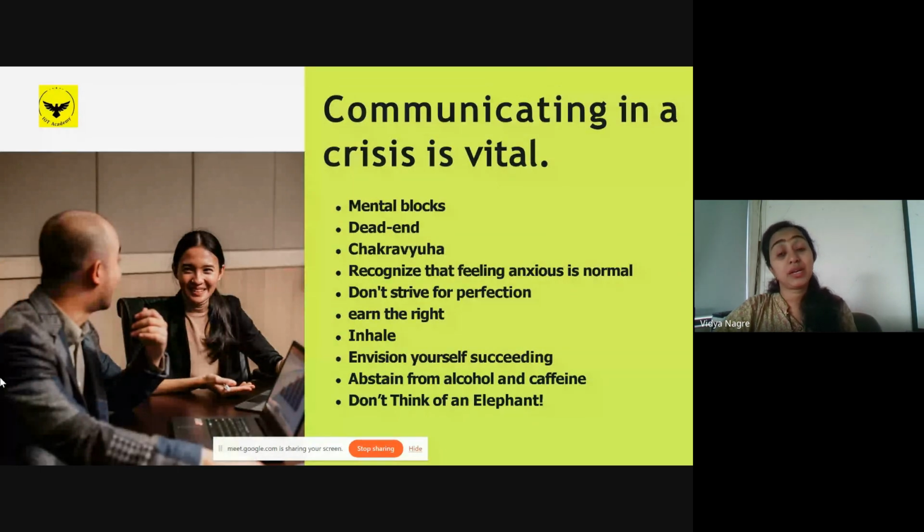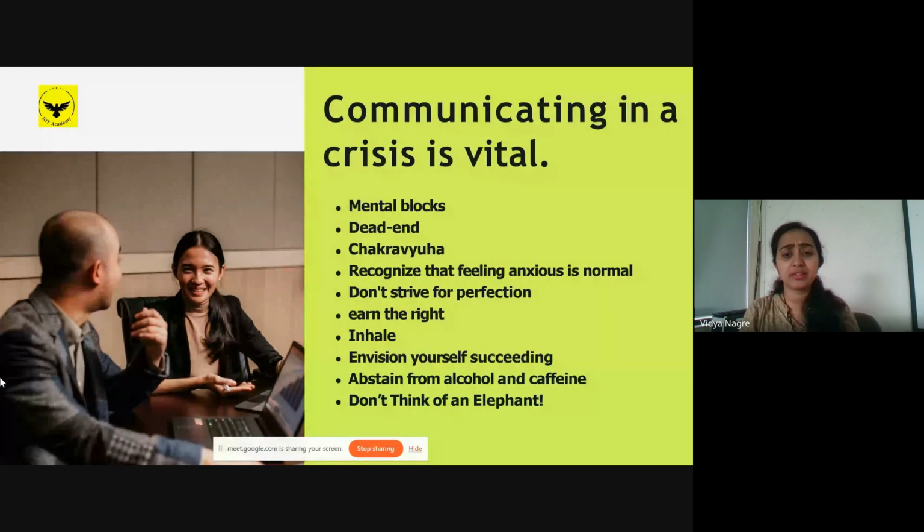Communicating in a time of crisis is very vital. You will get mental blocks. Understand, there will be a dead end. You will get caught in the chakravyuha that you have woven. Recognize this kind of situation and ask for a helping hand. Do not feel nervous. Do not feel ashamed. Do not feel egoistic in this situation, because this is very natural with all kinds of leaders.